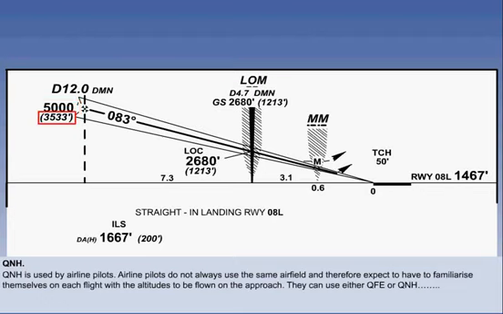Or you could fly a height of 3,533 on QFE. The difference is the elevation of 1,467. As you pass the locator at 4.7 miles DME, you should be at 2,680 feet QNH, or 1,213 feet QFE. When we get to the middle marker, we should be 0.6 of a mile from the runway.